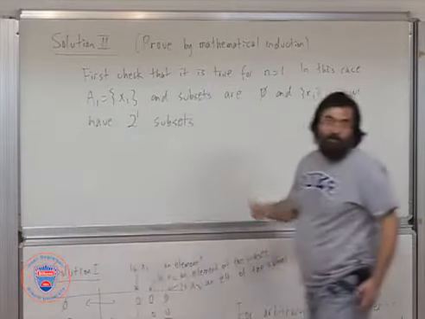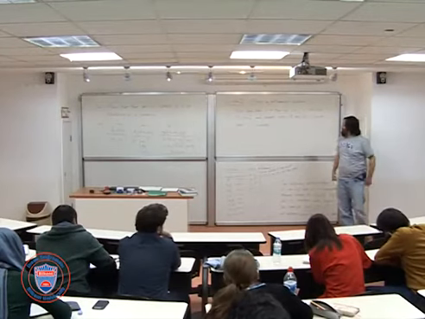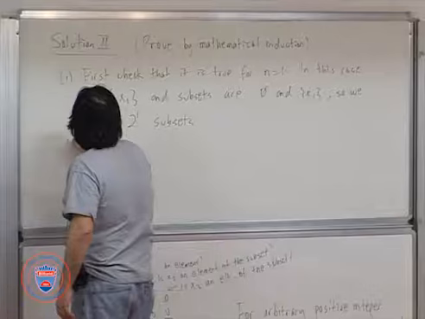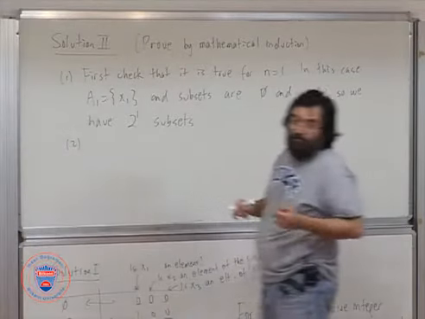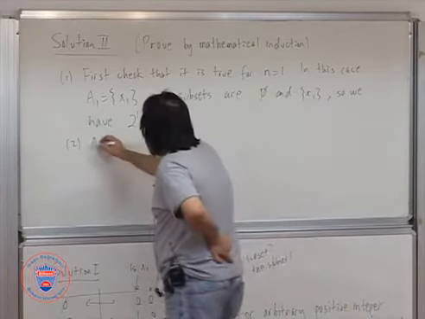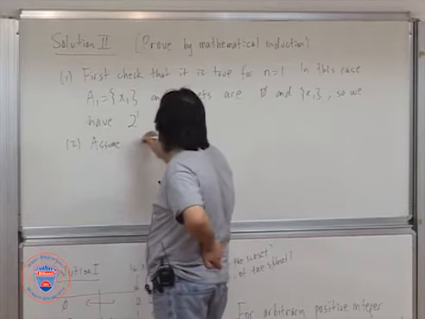So it's correct. 2 to the 1 is n equals 1, so it makes sense. So this is the first check you do. Second, remember we need to show whenever an is true, an plus 1 is true. Okay? So I assume an is true. Assume this statement is true.